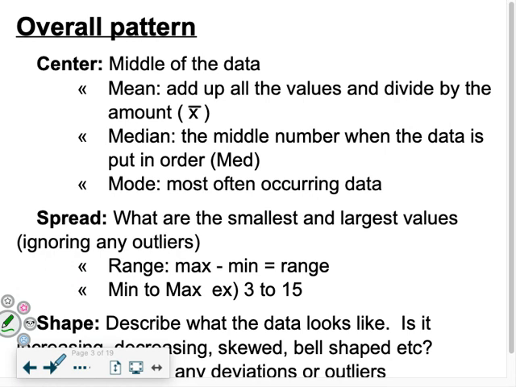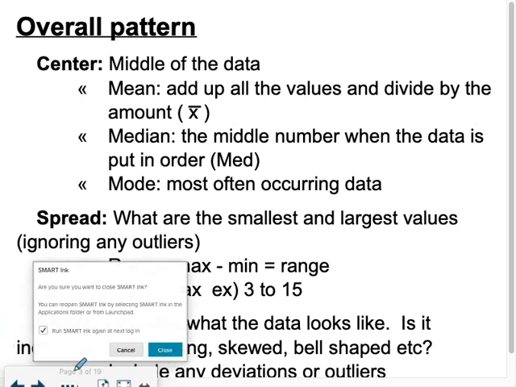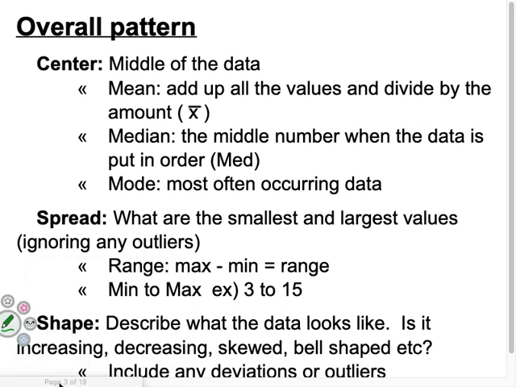So to start with, what are the three things we need to know for overall pattern? That's right, these are three key words, ideas we need to know. First one is center, the center of our data. At the center, we actually have three ways to figure it out. One is to find the mean. We should know the mean: you take the average, you add them all up, divide by the amount.